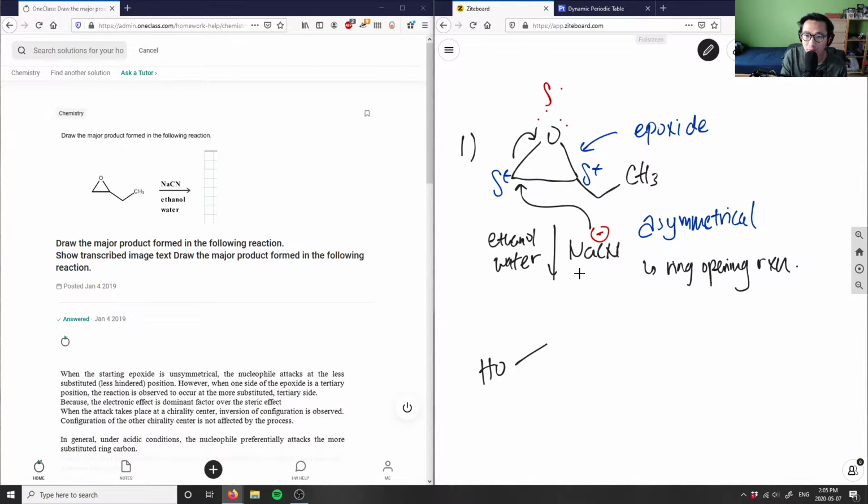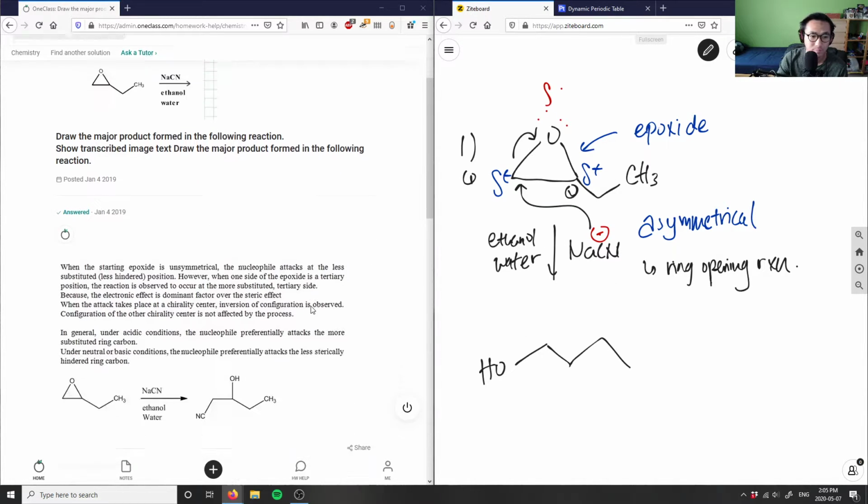And then I'm going to have 1, 2. So this here is carbon, this here is carbon, here is carbon 1, this here is 2. And then I have obviously 3 and 4, right? And this here would be my hydroxide, this here would be my product for this ring opening here.